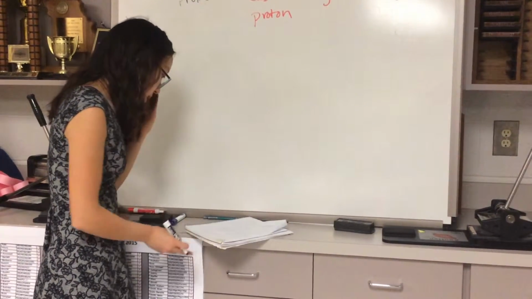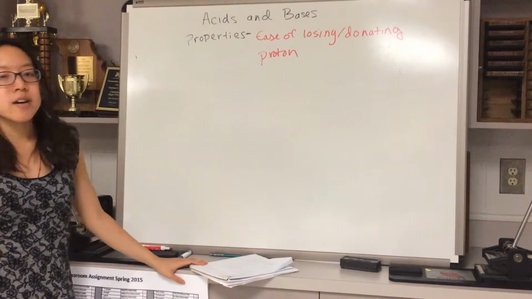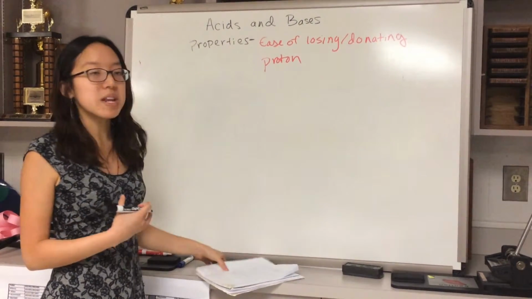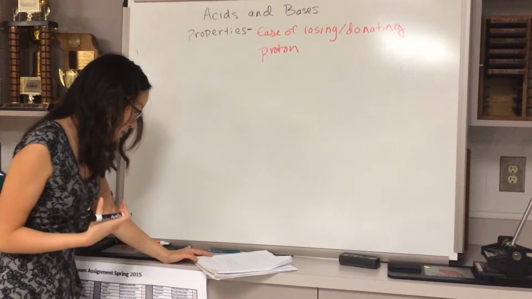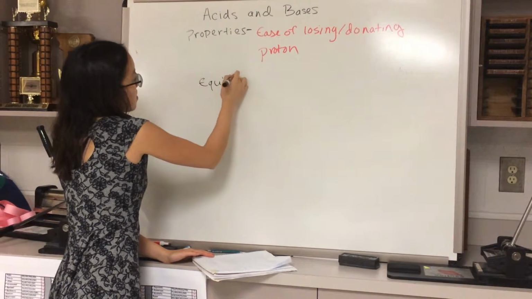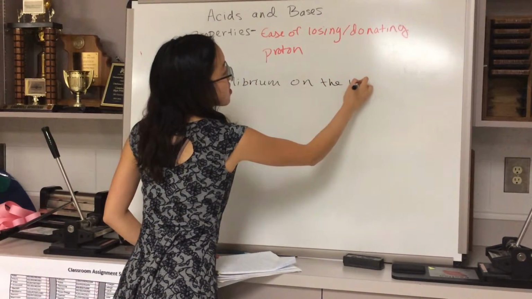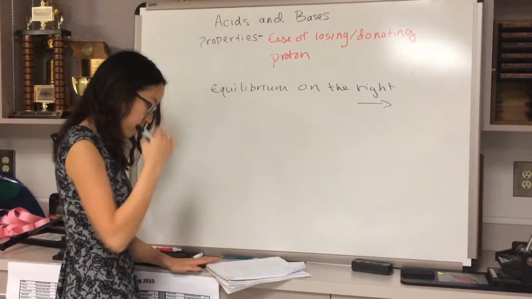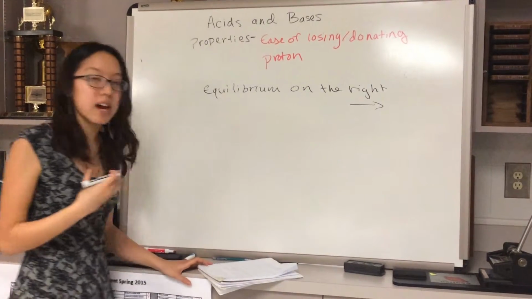Okay, so for our next point, let's talk a little bit about our strong and weak acids and bases. As I said before, it's based on the ease of losing and donating a proton. And it's also based on how much dissociation there is. So if our equilibrium is on the right, then it will dissociate entirely into ions.